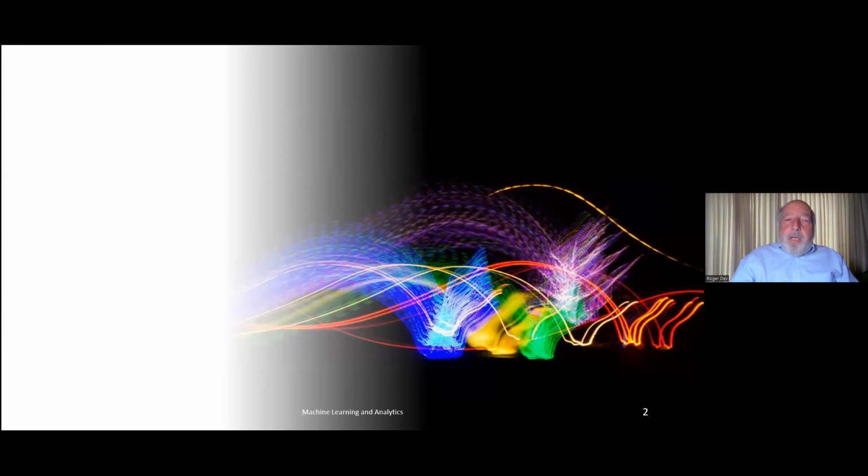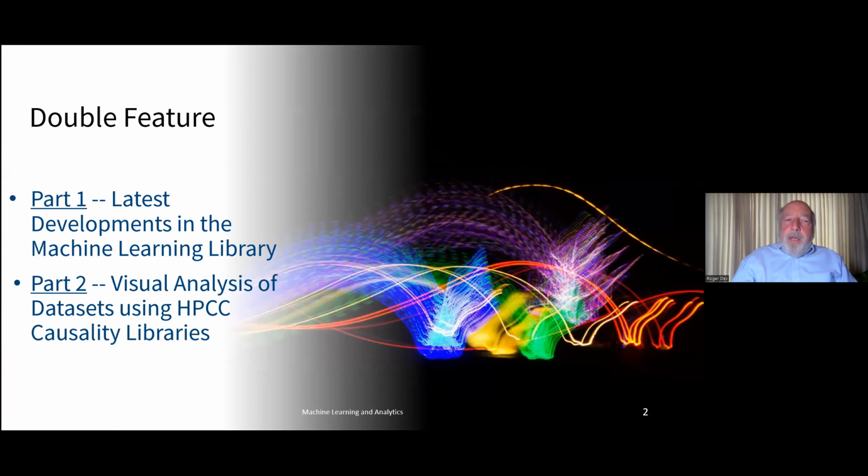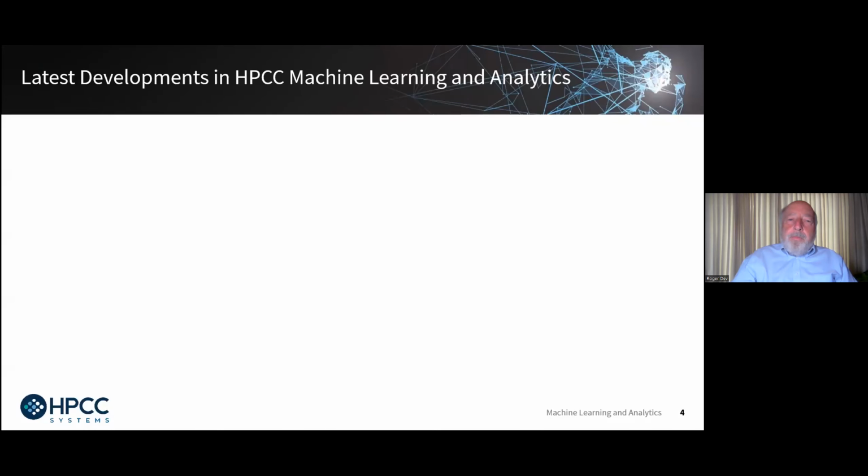I'm going to talk today about a couple of subjects. It's a double feature. First, we'll talk about the latest developments in our machine learning and analytics library. And then we'll look at a visual analysis of datasets using our new causality libraries. We have four new developments in our machine learning and analytics area.